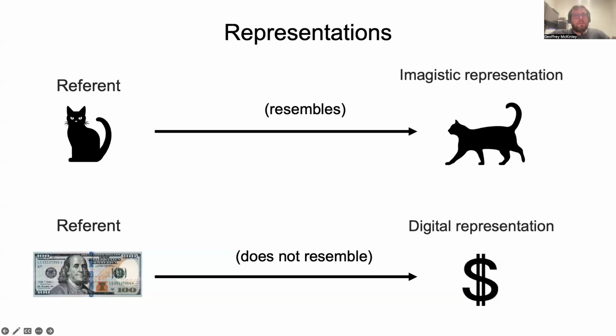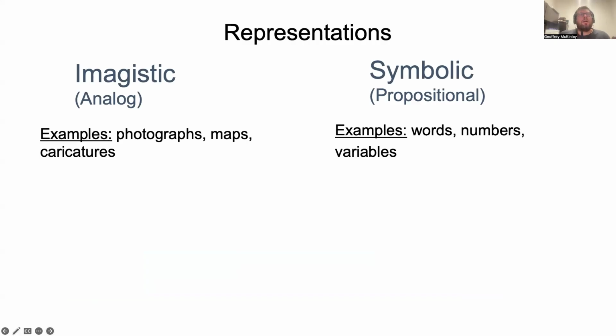Okay, so now we're going to talk about some of the characteristics, right? So we talk about imagistic, which is synonymous with analog, and symbolic is synonymous with propositional, right? Imagistic representations are like photographs, maps, caricatures, whereas symbolic representations are like words, numbers, or a number of variables.